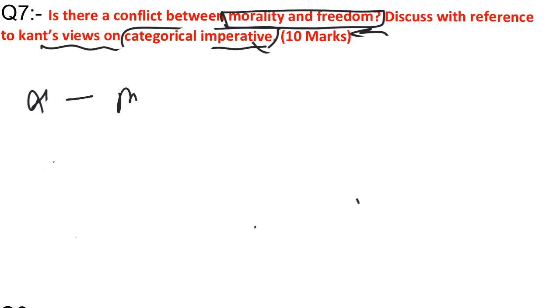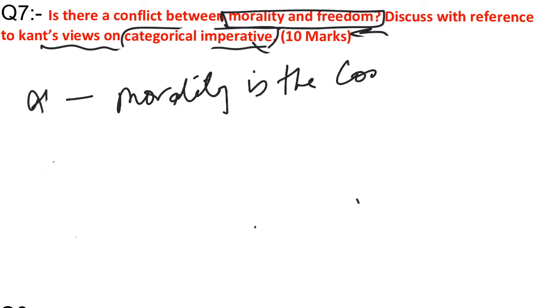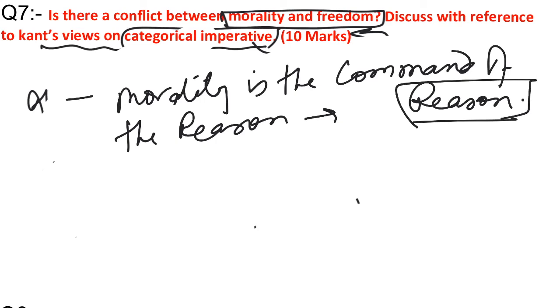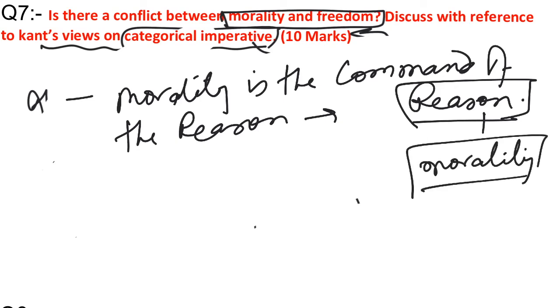First, morality is the command of reason. Actually, Kant regards reason as the special attribute of human beings, and morality is the command of practical reason. It simply means that when a person looks at anything from the perspective of rationality, then morality is the output of rationality and the application of reason. So there will not be any kind of issue or challenge.